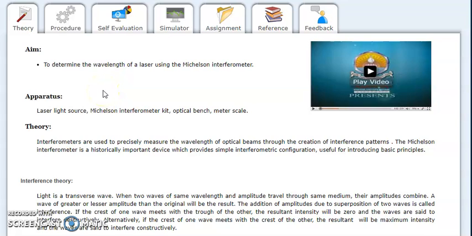We are going to find the wavelength of laser using Michelson interferometer. So this is our aim. We are going to find the wavelength of laser.